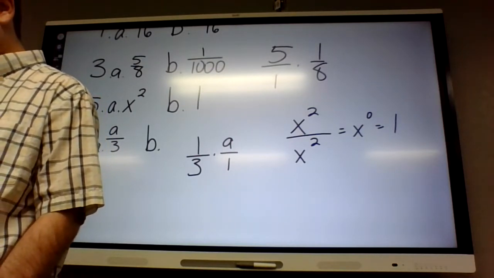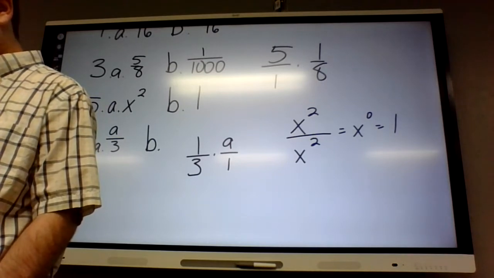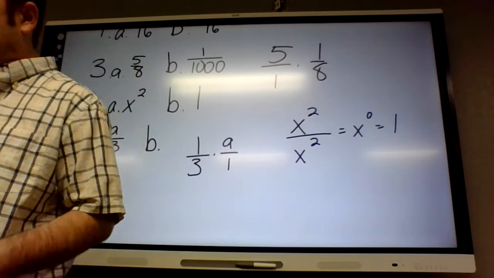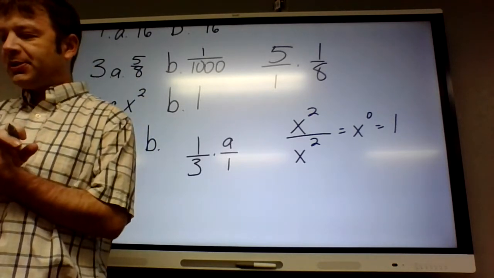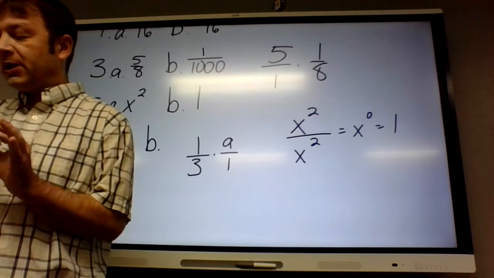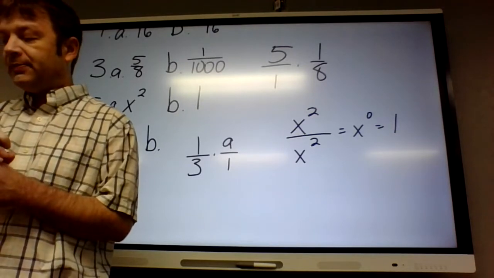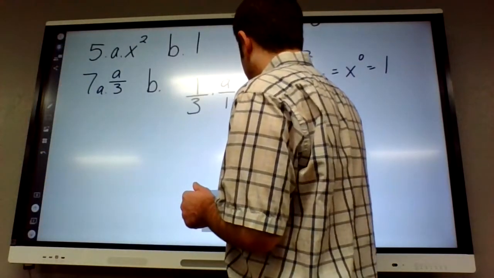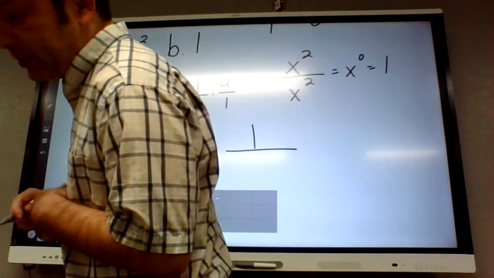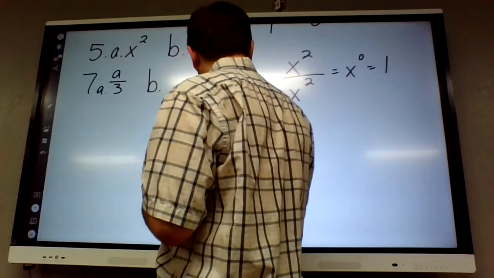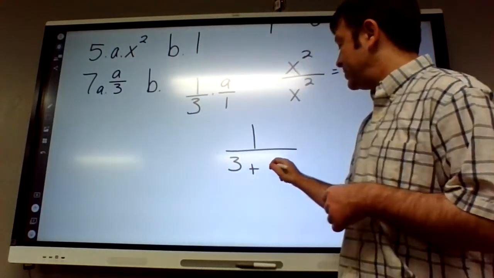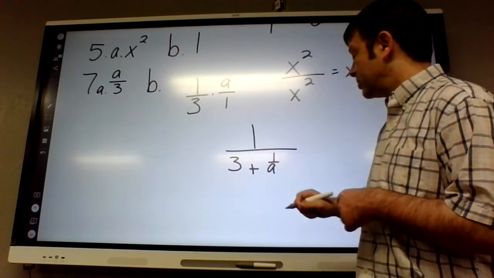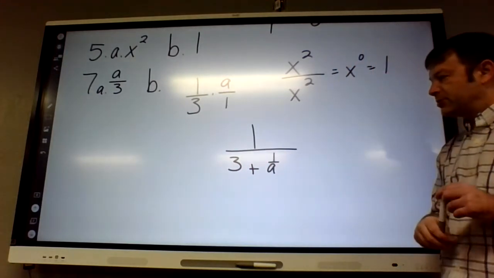Okay, for B, oh gosh, what a mess. So the whole thing is to the negative 1. On this one, you cannot just distribute out that negative 1 exponent because all of it's to the negative 1. So we're going to start out with 1 over 3 plus, and then there's an a to the negative 1 right there. So that's the same thing as 1 over a. 1 over 3 plus 1 over a.